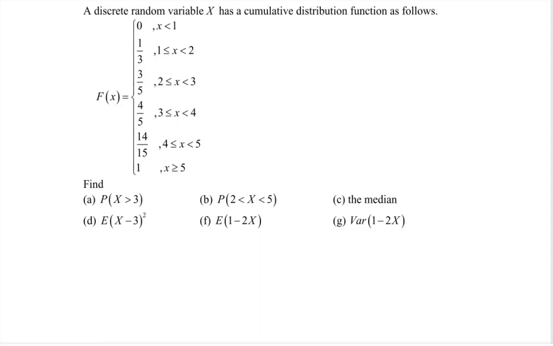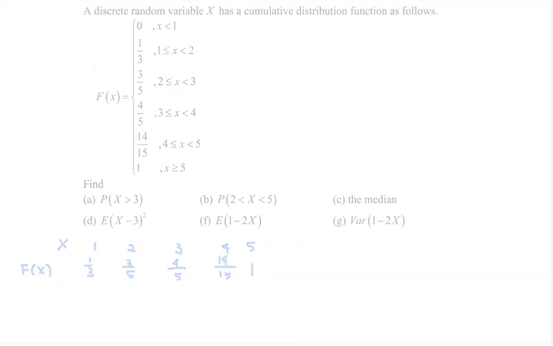So here we have the random variable x. Then we have the situation 1, followed by 2, 3, 4, and 5. Then we have the CDF. So here we have 1 over 3, continue, 3 over 5. If it's 3, then we have 4 over 5. Then we have 14 over 15. Then we have 1.